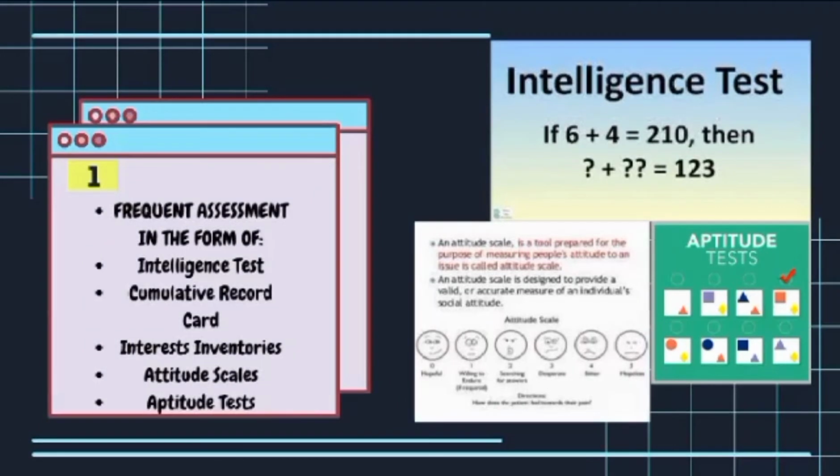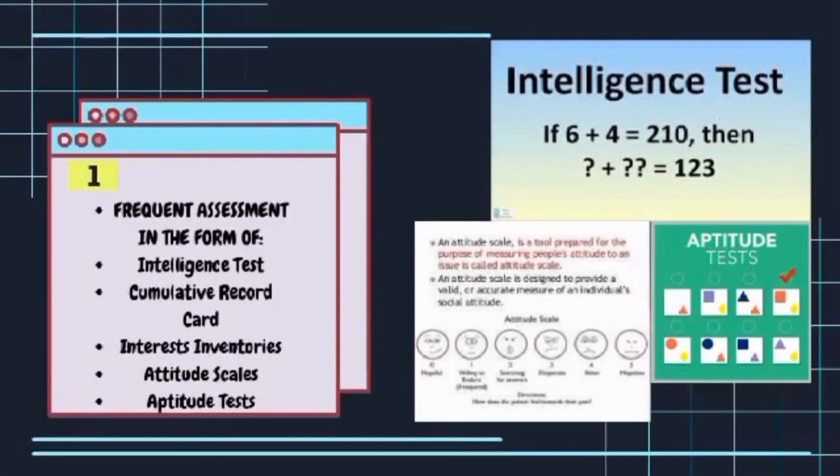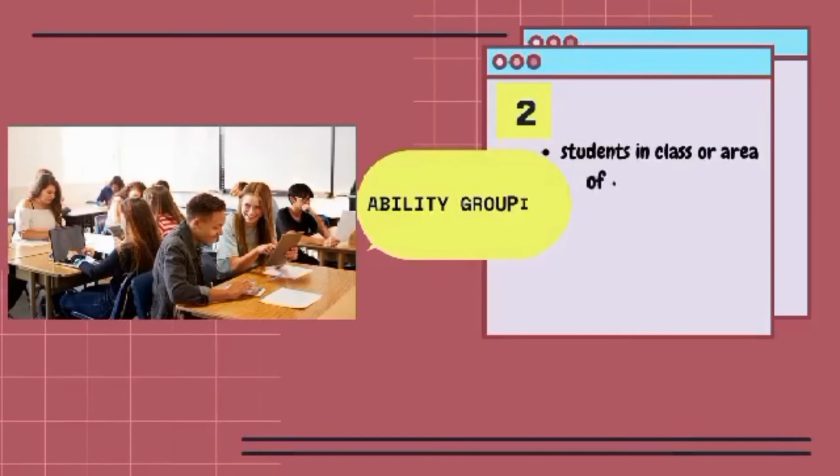So meaning, kailangan usa nato silang i-assess para makakonclude ta nga mao di ay ni ang ilang mga kalahian nga areas. And it should be taken in the form of intelligence test, cumulative record card, interest inventories, attitude scales, and aptitude test. And as you can see, we have there an example of an intelligence test question, an aptitude test, and an attitude scale. Next, we have ability grouping.